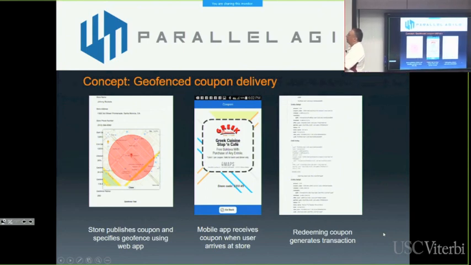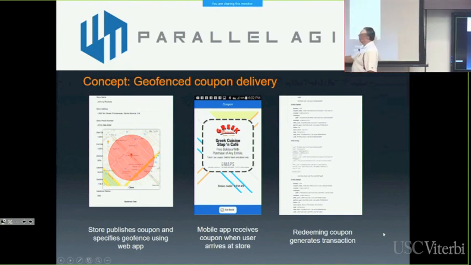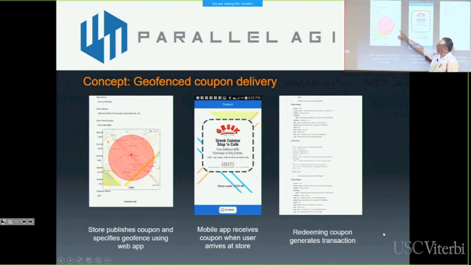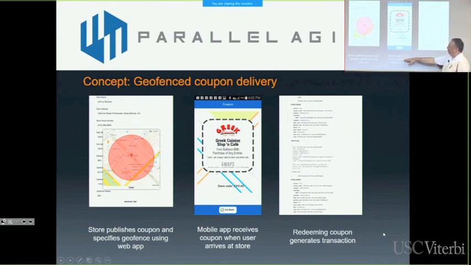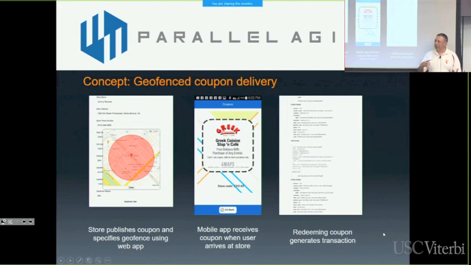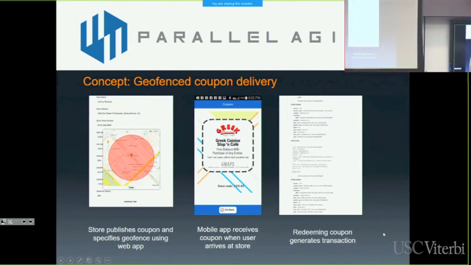So we have a web app where a store owner can go in, design a coupon, publish the coupon, and specify a geofence for that coupon. And then when you take your phone out and you get inside that geofence, a coupon shows up on your phone. And then when you redeem the coupon, it actually generates a transaction. So we bill you kind of like with a phone call, right? So we bill the store for every coupon that gets redeemed. And so this was the concept.